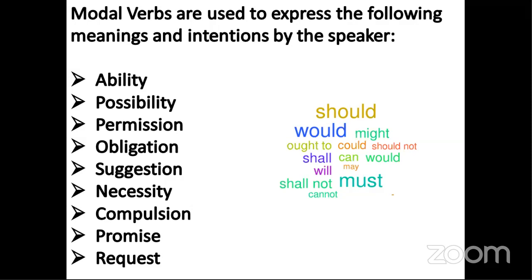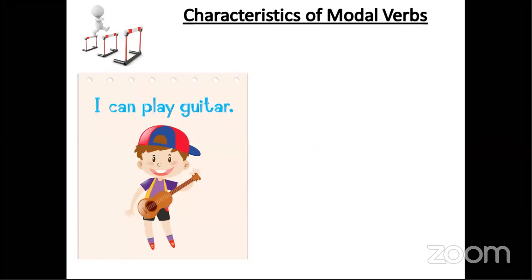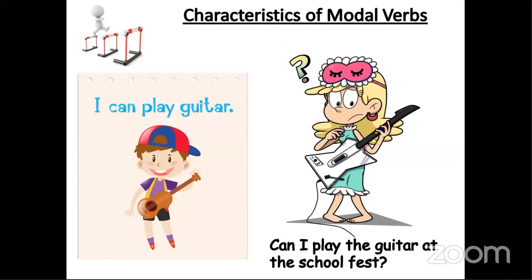So now let us learn their characteristics. What are the characteristics of these modal verbs? Do they have any special characters? So we are getting into our second milestone. Let us read the two sentences. I can play guitar, and can I play guitar at the school fest? Can I play the guitar at the school fest?